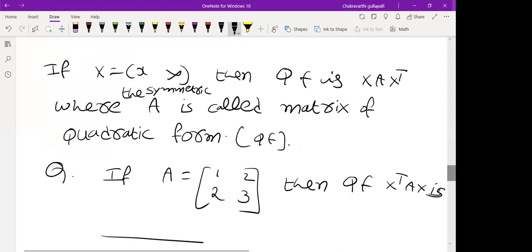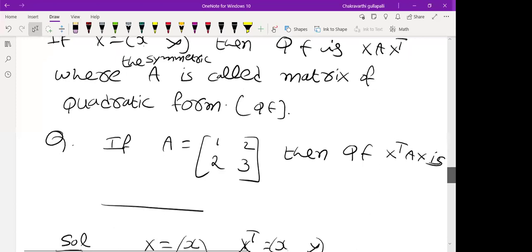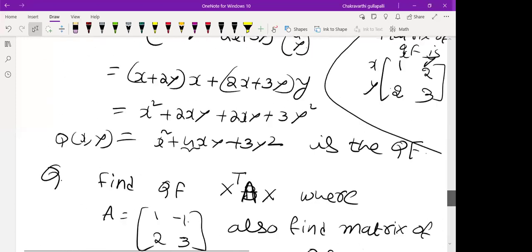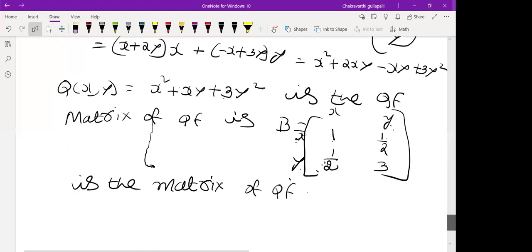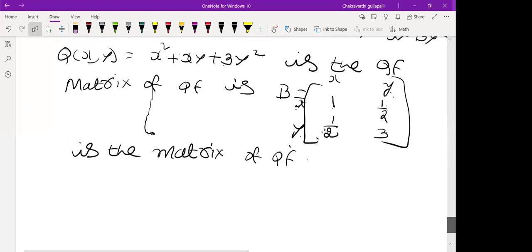If it is not symmetric, then how do you get the matrix of the quadratic form? First we have to get the quadratic form, then write the symmetric matrix. Make it symmetric using this. This is what is called the matrix of the quadratic form.